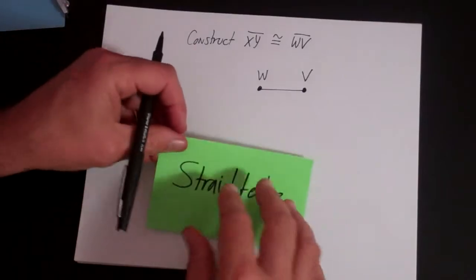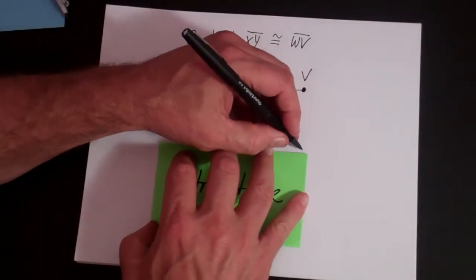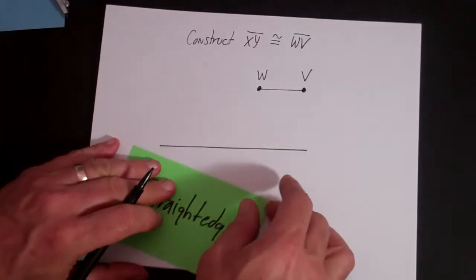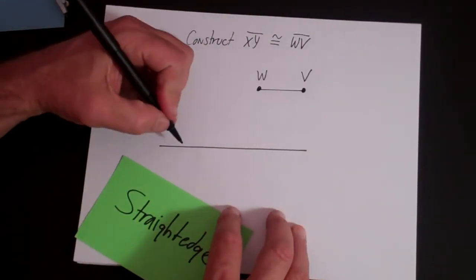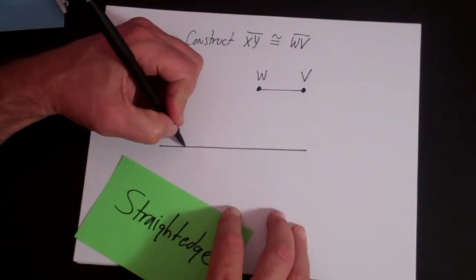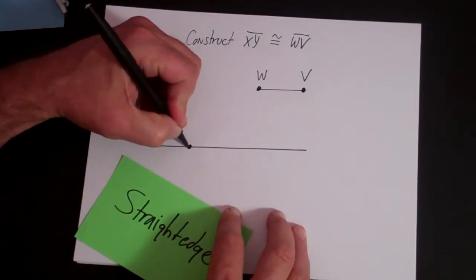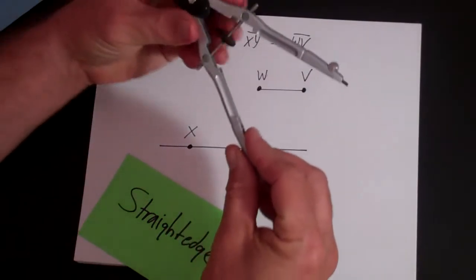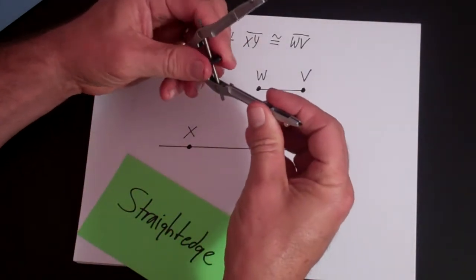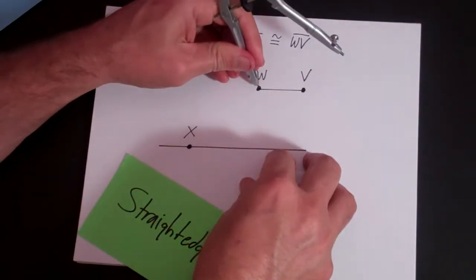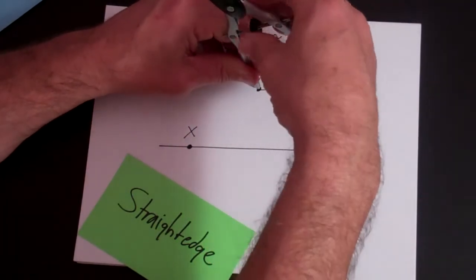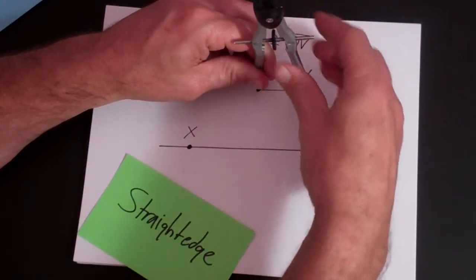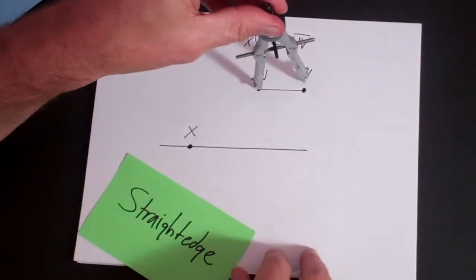So what are the steps here? First, just draw a line. You can draw it as long as you want to, make sure it's long enough. Put X anywhere along the line. And then switch to your compass. So use your compass, and what you're going to do is place one part of your compass on W, and let's draw it in so that it's exactly the distance of V.